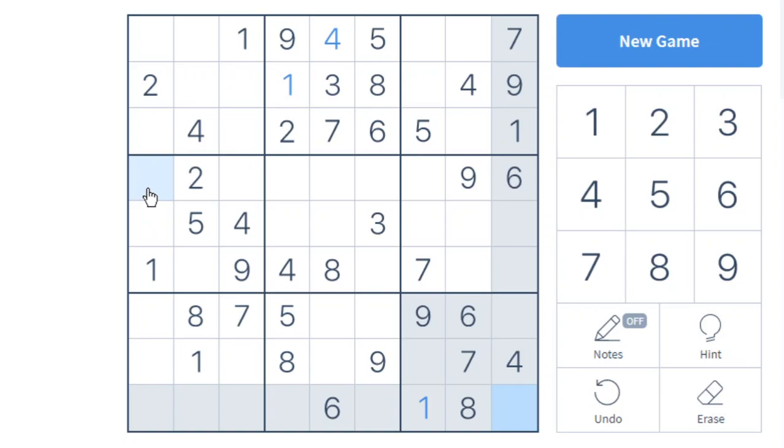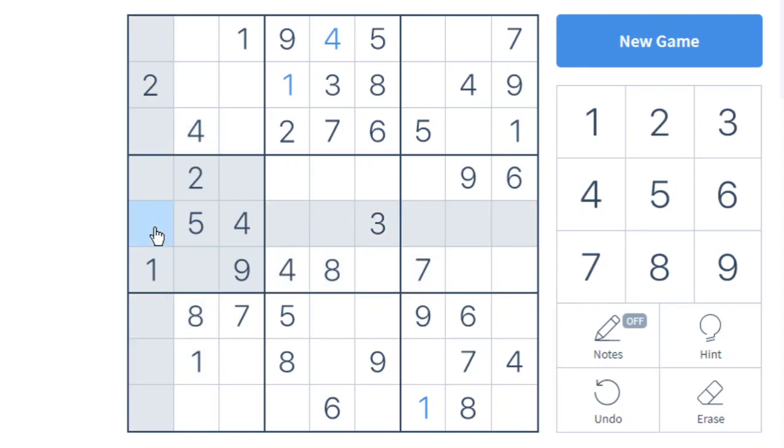This square has a lot of spots filled in. Let me try this. So we're missing a 3, a 6, a 7, and an 8. Can I have a 6 here? We could have a 3, we could have a 7, we could have an 8. Can I have a 6 here? We could have a 3, we could have an 8. Can I have an 8 here? But that doesn't really give us much information.